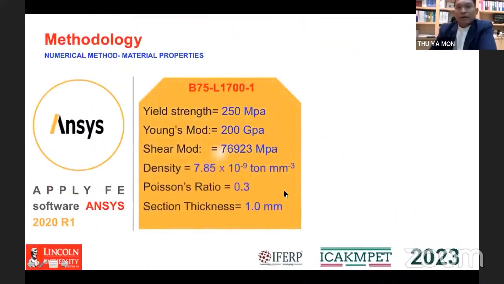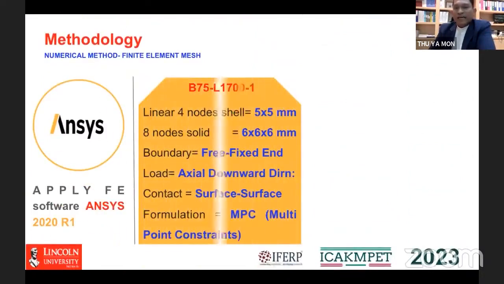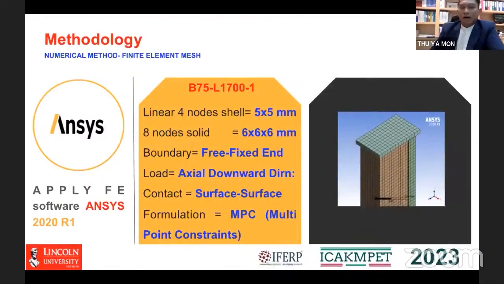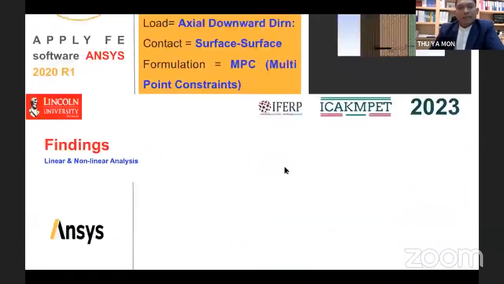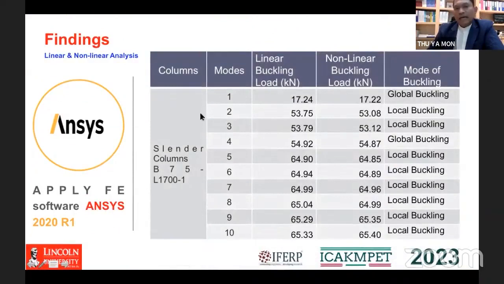And these are the material properties for this numerical investigation, for the prescribed linear and nonlinear analysis. This is the finite element mesh model of the built-up box columns. These are the statistical data that are used in this analysis. These are the results of this model, for the 10 modes of buckling, for the linear and nonlinear buckling load. Here, the first buckling mode governs in this investigation. Its value is 17.24 kilonewtons for the linear buckling and 17.22 for the nonlinear buckling. And global buckling governs for these slender columns.